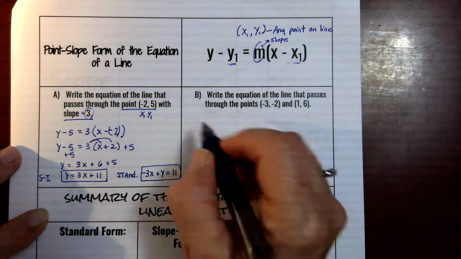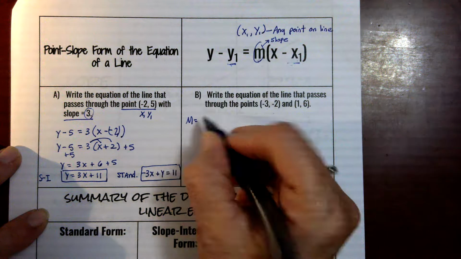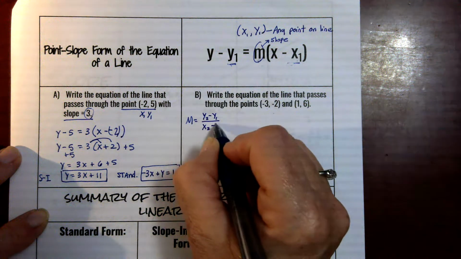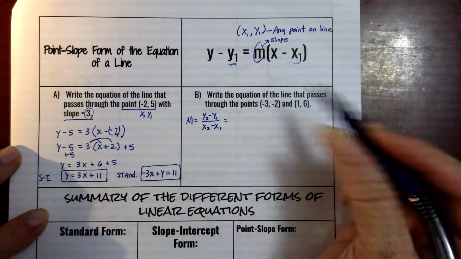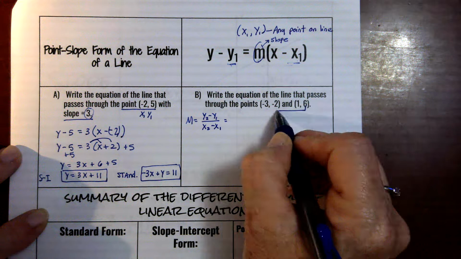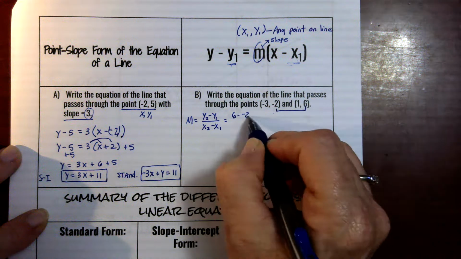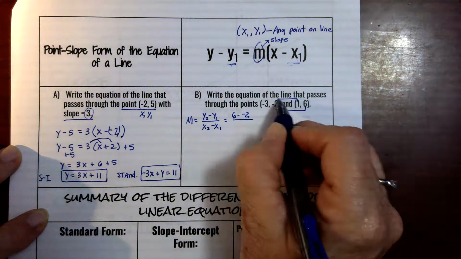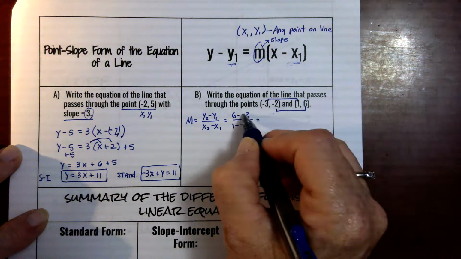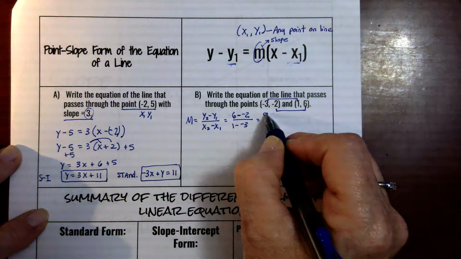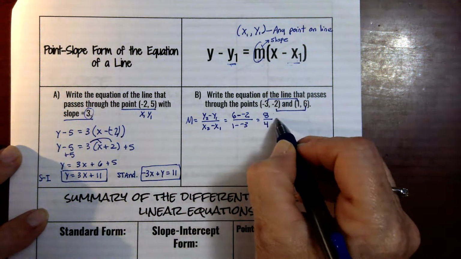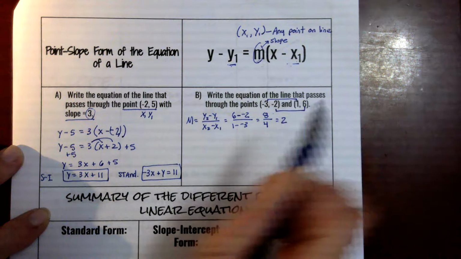So going back to the very first thing we did, we know how to find slope: y2 minus y1 over x2 minus x1 if you have 2 points on the line. So I need to do this first to figure out what the slope between these 2 points is. So I'm going to say 6 minus negative 2 over 1 minus negative 3. So 6 minus negative 2, which is 6 plus 2, is 8. 1 minus negative 3, which is 1 plus 3, which is 4. And my slope is 2.